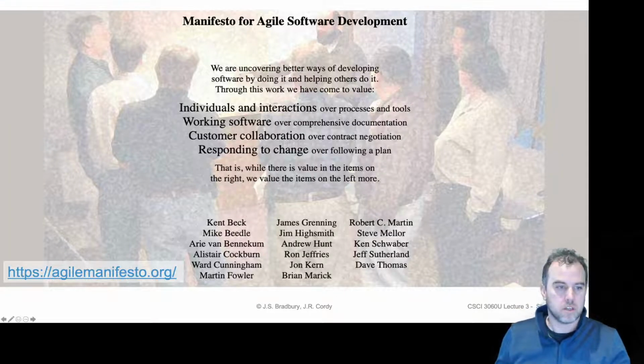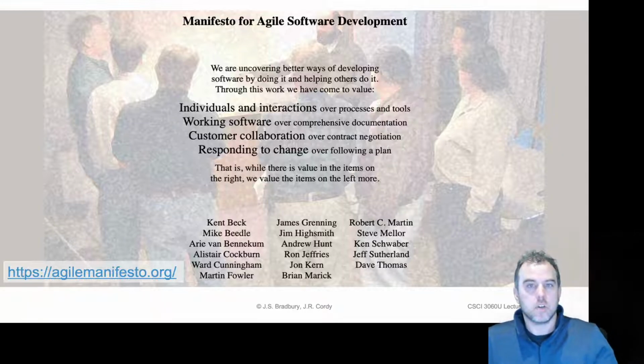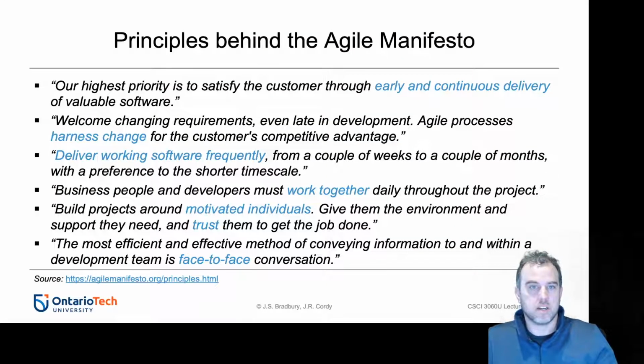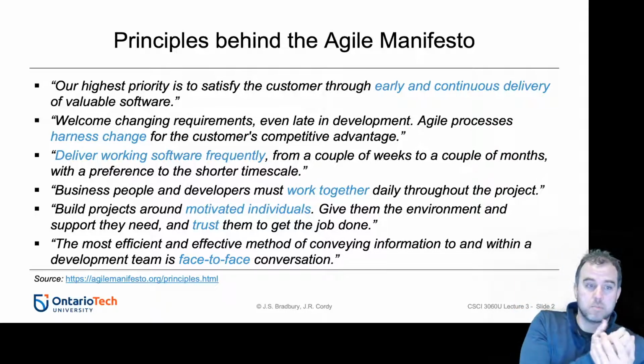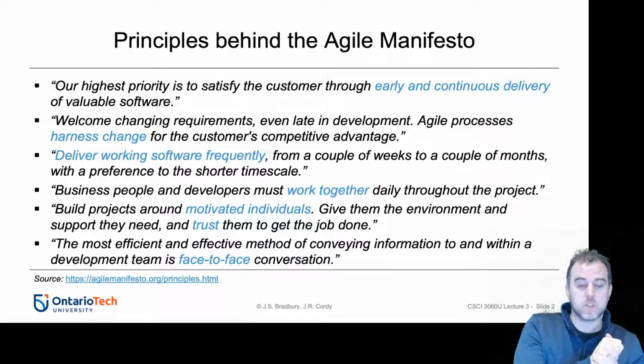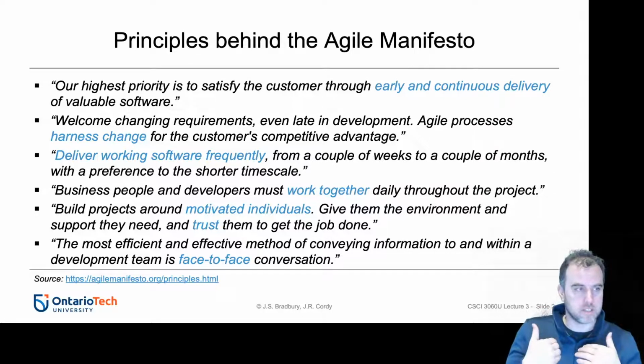Okay, so that's a little bit about the manifesto. A couple of other things here: in addition to values, they also identify what they call principles. So you have values, principles, practices. The values are the high level, and the principles get into more detail.